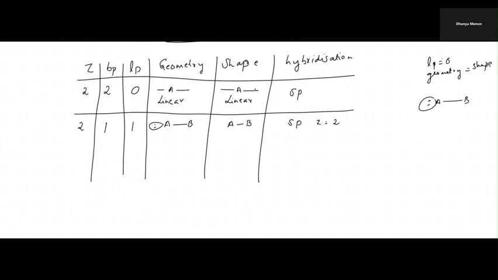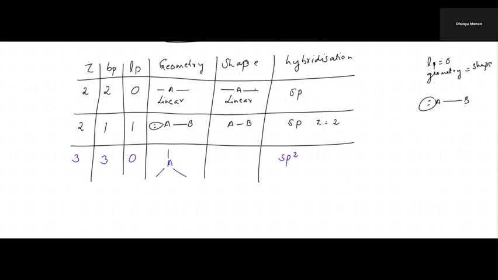Now, suppose I have Z value 3. If Z value is 3, you know the hybridization is sp2. Out of Z value 3, 3 bond pairs are there, and suppose there are no lone pairs. In that case, geometry is trigonal planar. This is what we learned last time.